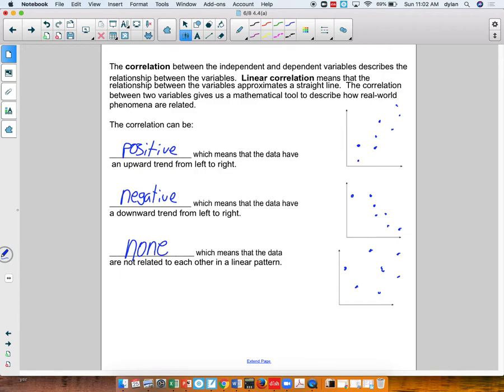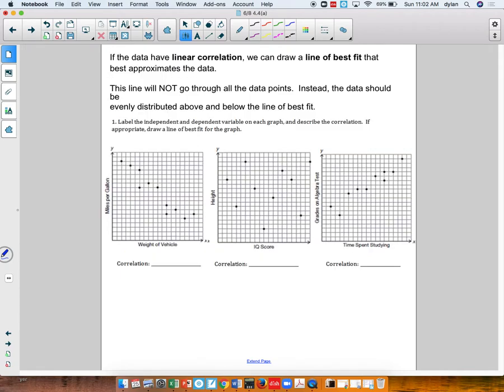Now, the reason linear correlation is really important is because if data have linear correlation, then we can draw a line of best fit that approximates the data set. And this is really important, so I want you to underline this. The line of best fit is not a line that goes through all the data points. We're not doing connect the dots here. Instead, a line of best fit should cut through the data such that the data are evenly distributed above and below the line of best fit.